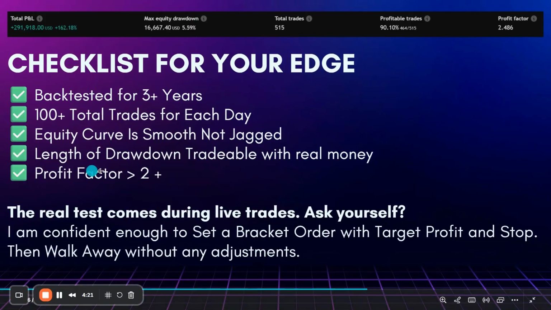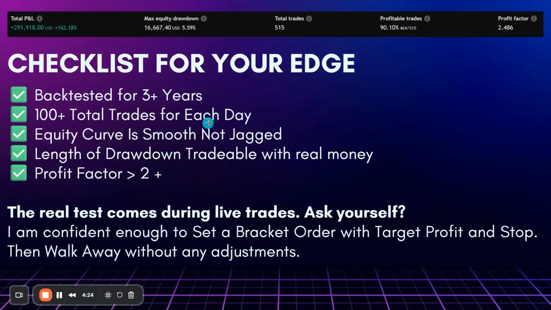So here's a quick checklist to figure out, do I actually have an edge? This is just based on what I believe: backtested for 3+ years, 100 plus total trades for each day. Equity curve, like I talked about, smooth, not really jagged. Length of drawdown tradable with real money. When you're in that drawdown period that's flat or down with real money, can you actually handle that? The higher the profit factor, the better. These are my results on my best backtest, but I'm constantly trying to improve those.